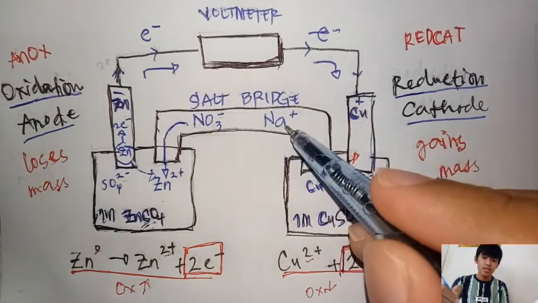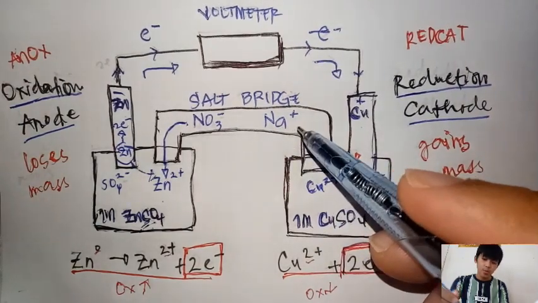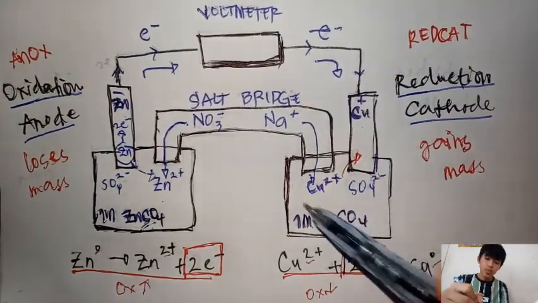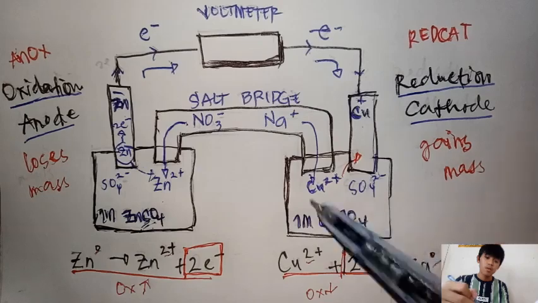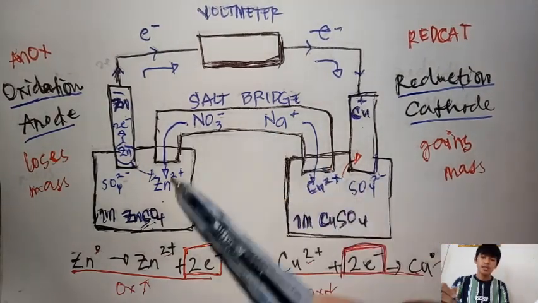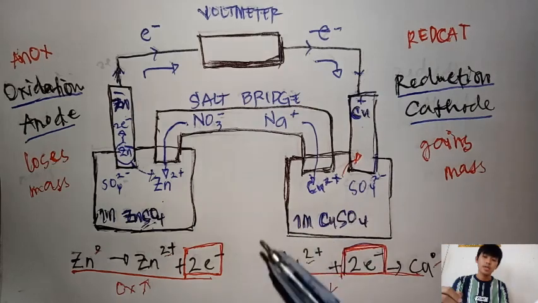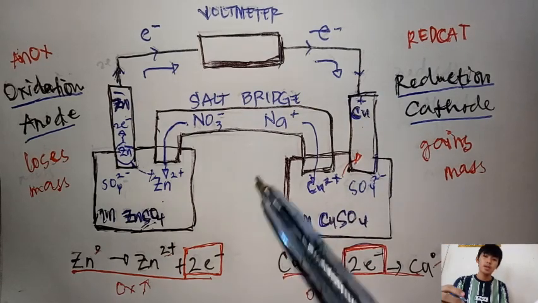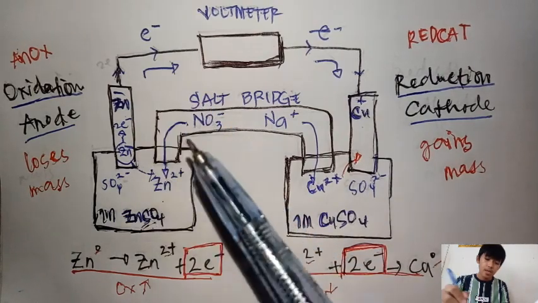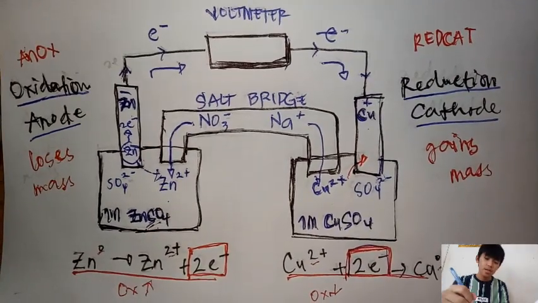So the sodium, which is a positively charged cation, will go down here in order to balance the negative charge accumulation of particles here. So that's the purpose of the salt bridge. It balances the charges between these two solutions. And in a galvanic cell, if you remove the salt bridge, the moving of electrons will stop in the wire.